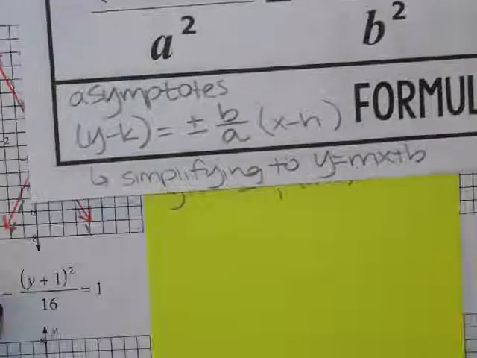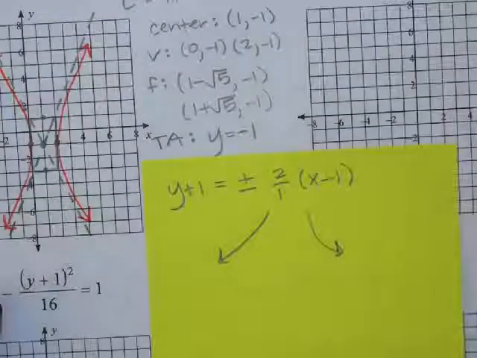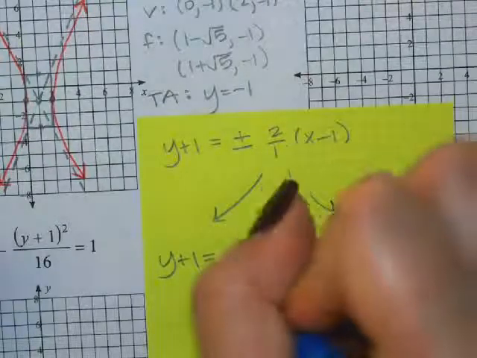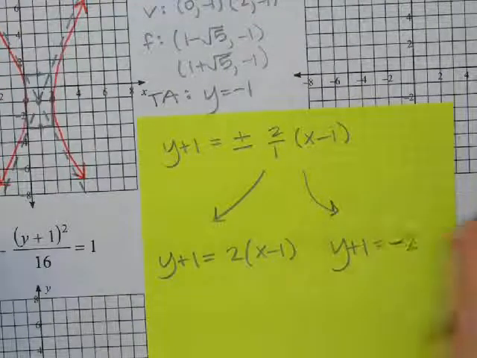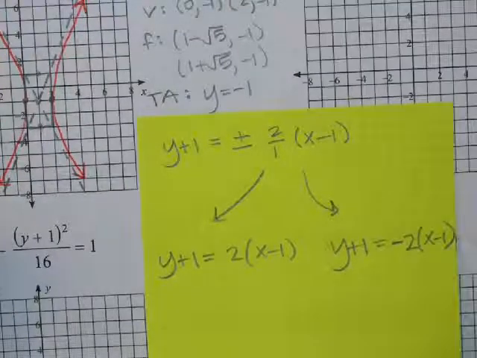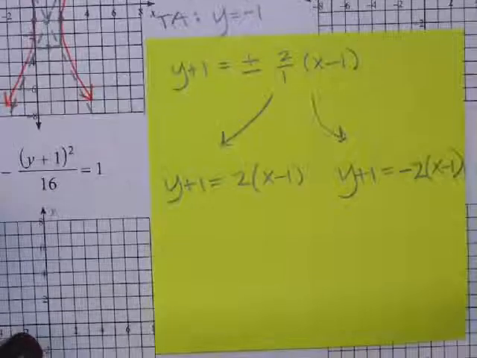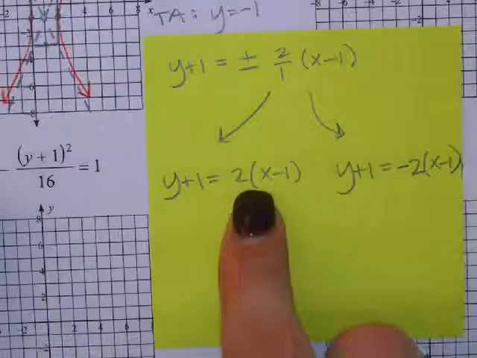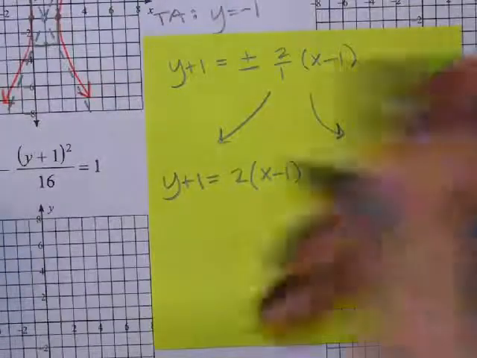Simplify, so it's y equals mx plus b. Okay? All right, so from here, I'm going to write it two ways because I have a plus and a minus. So I'm going to say y plus 1 equals positive 2 times x minus 1, and y plus 1 equals negative 2 times x minus 1. And then what do I need to do now? Distribute. We're simplifying it to make it y equals mx plus b. So the next step to do that simplification is to distribute.